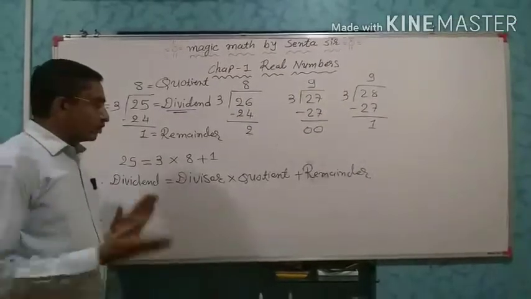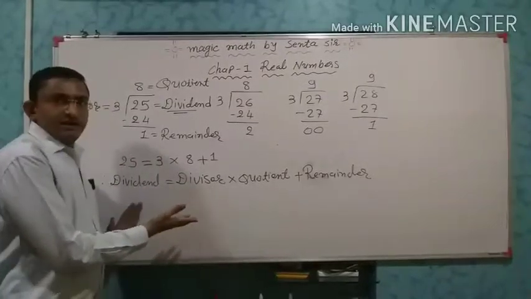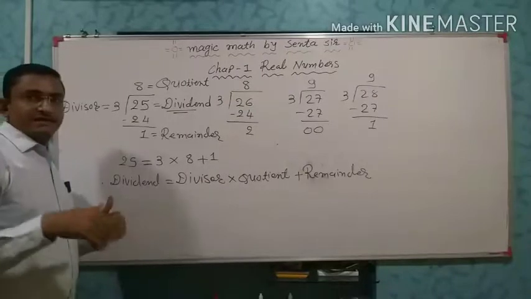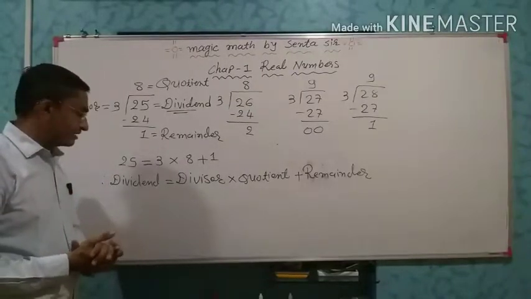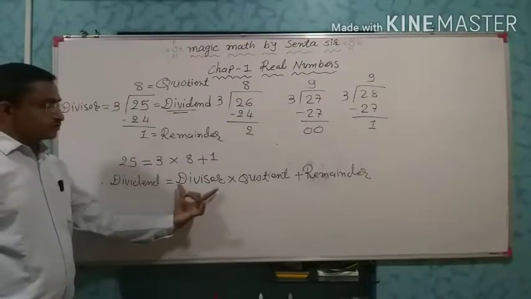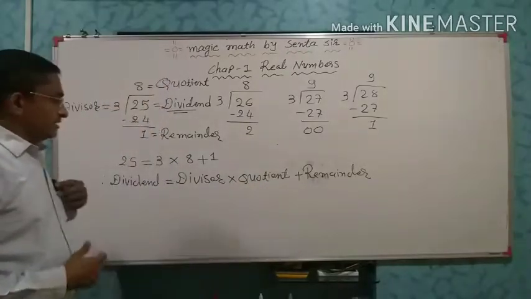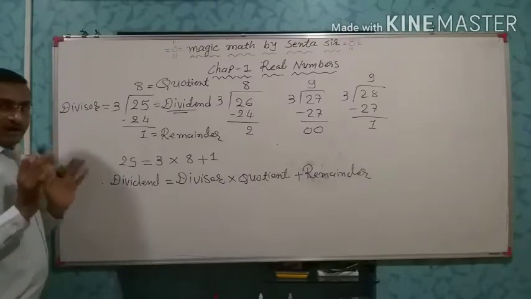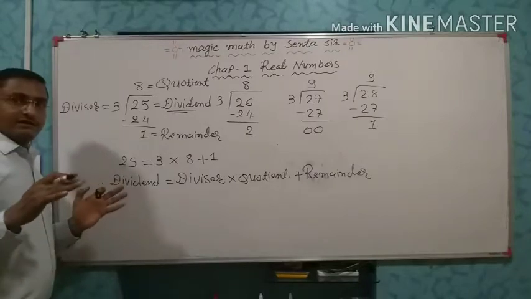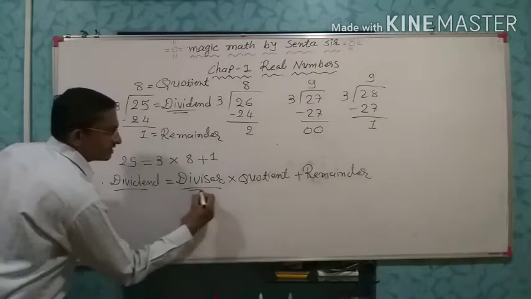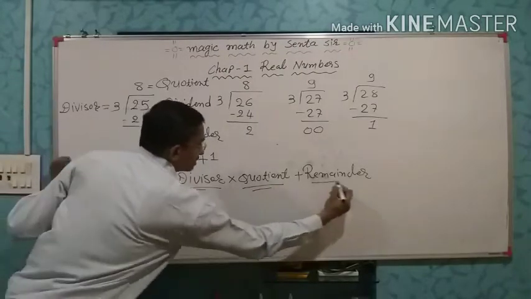Friends, you all know this formula very well. You learned this formula in 5th and 6th standard. Dividend is equal to divisor into quotient plus remainder, right? Dividend is equal to divisor into quotient plus remainder.